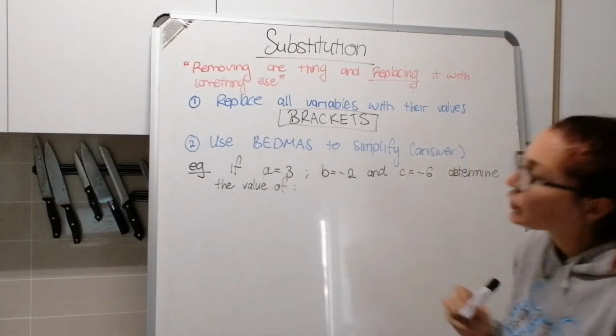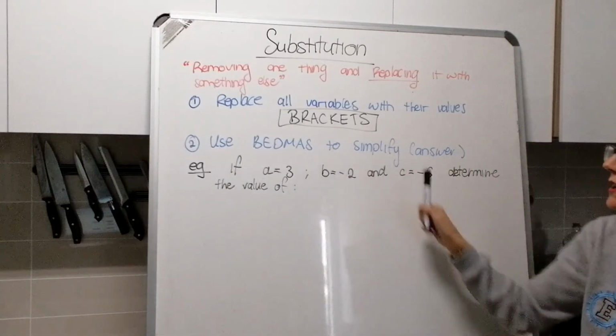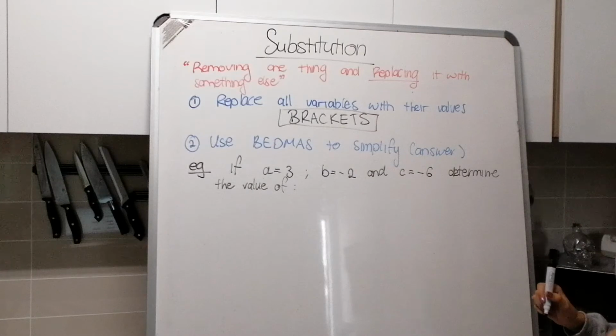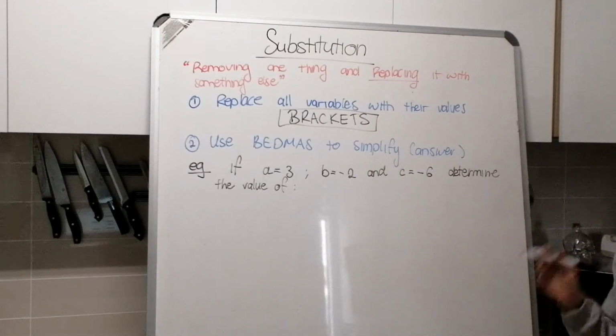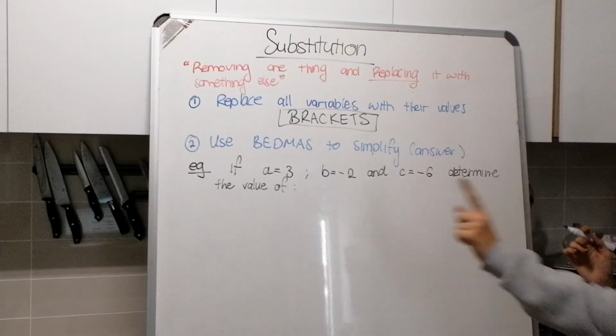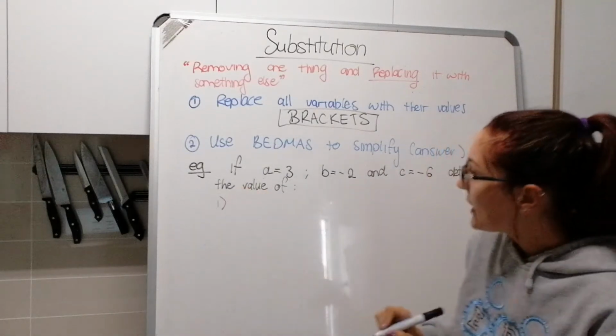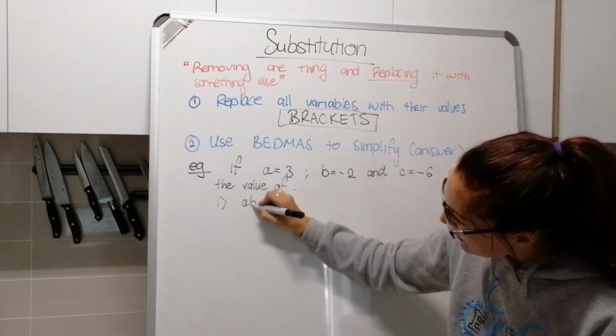and then they'll give you a few expressions in terms of A, B, and C. In terms of A, B, and C just means that the expressions will have A, B, and C in them. Okay, that's what in terms of means. It just means that the expressions will have the letters A, B, and C in them. Okay, so the first one, let's just do ABC.